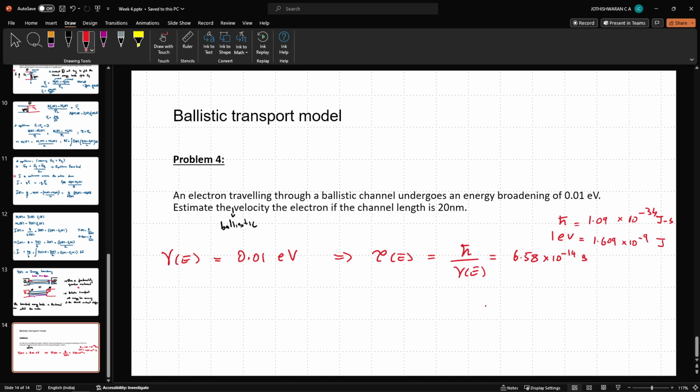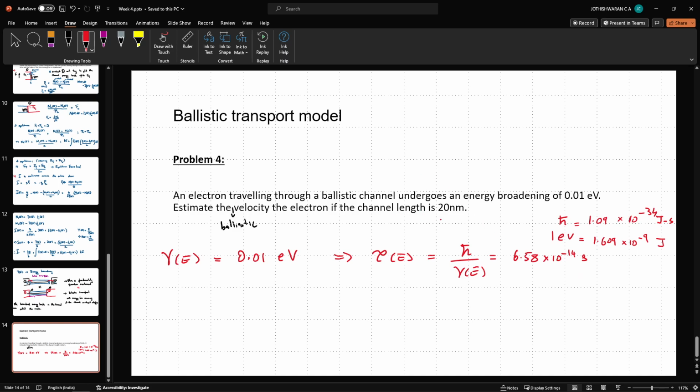So it's quickly transitioning. Of course, I'm not saying this is how it typically happens. For this problem, this is what is happening. Usually the energy broadening is actually not this high. It is even smaller than this, but just for an example, I'm giving this as a value. So in this case, it will spend these many seconds in the channel.